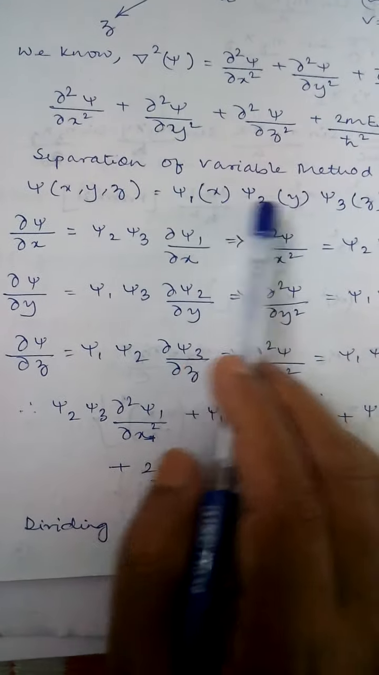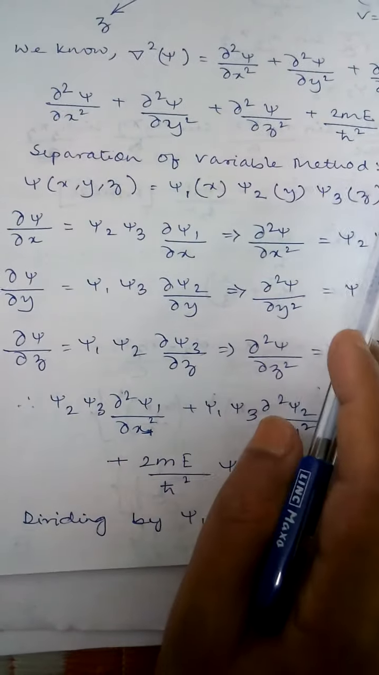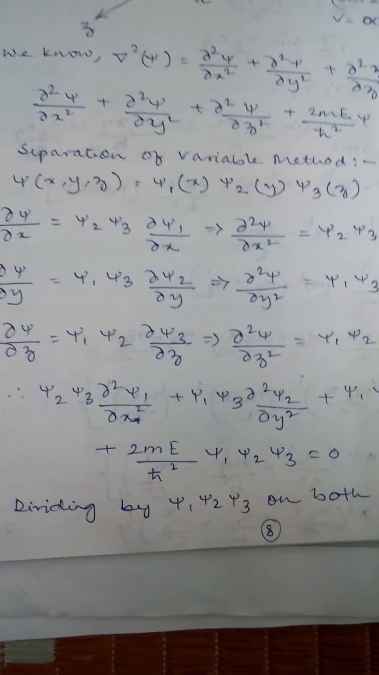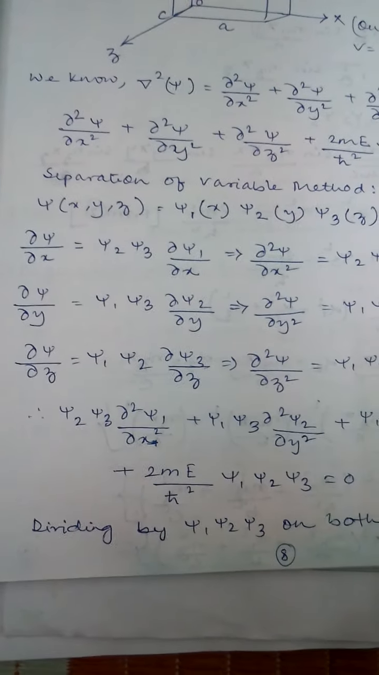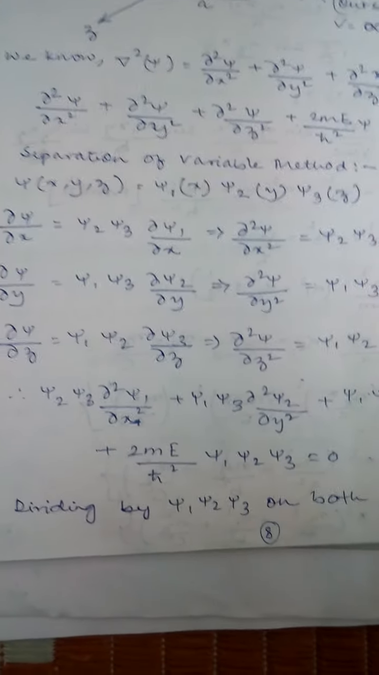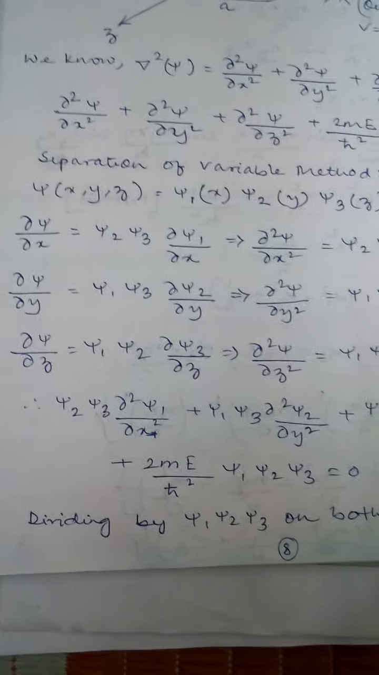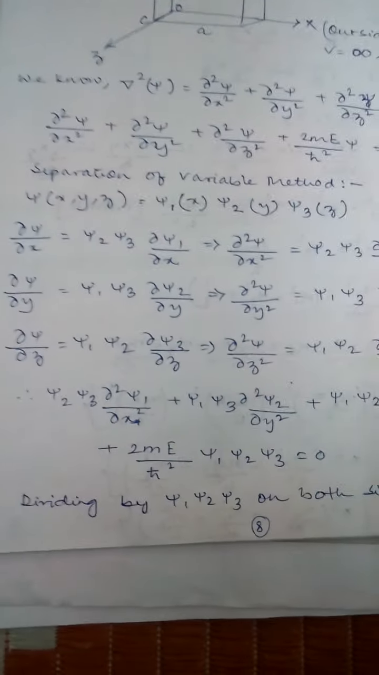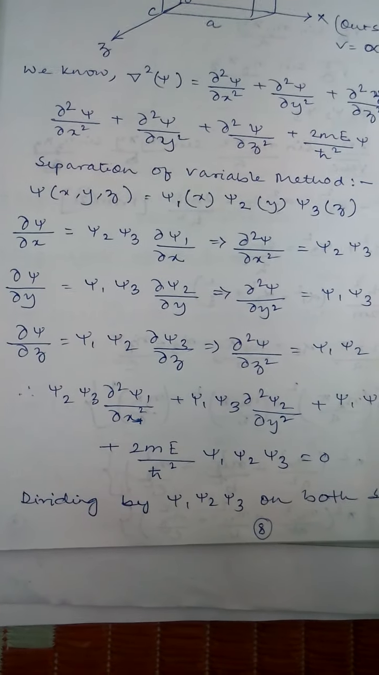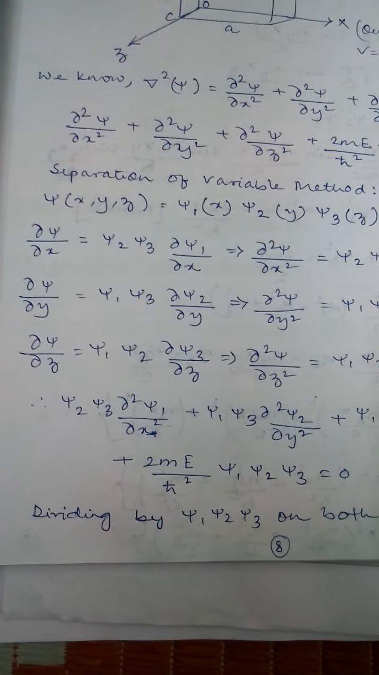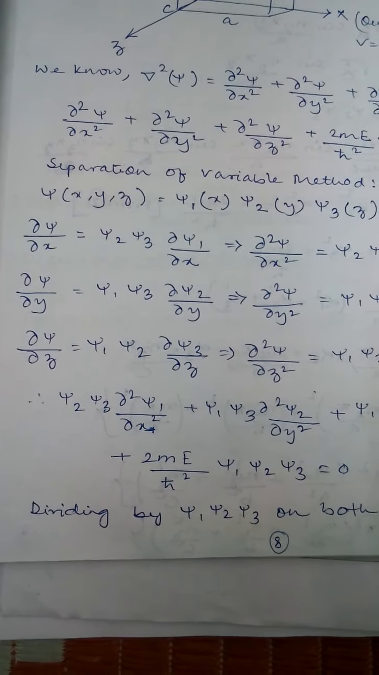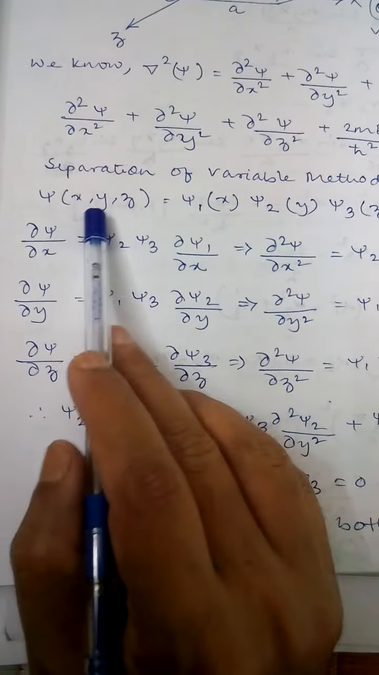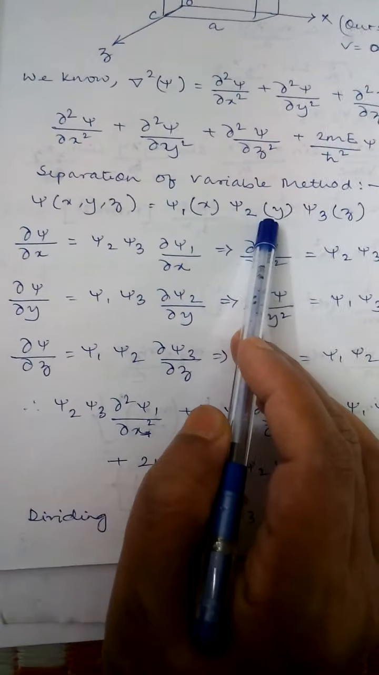Finally, we will separate all three variables x, y, z and construct three differential equations separately, and we will solve these three differential equations to get the values of psi 1, psi 2 and psi 3 respectively. Finally, putting the values of psi 1, psi 2, psi 3 in this expression, we get psi, that is psi equals to psi 1 into psi 2 into psi 3.